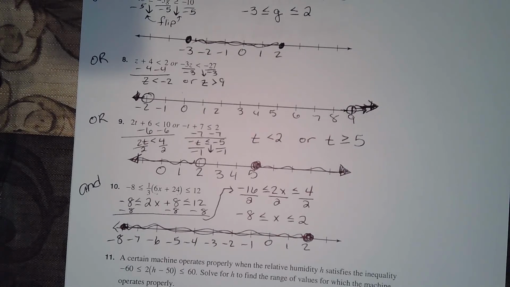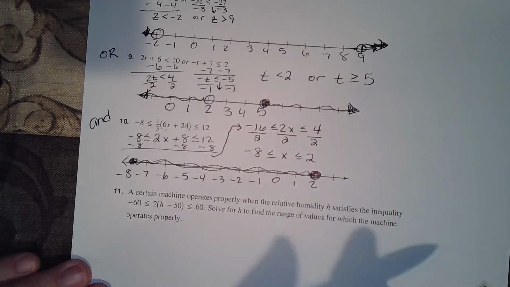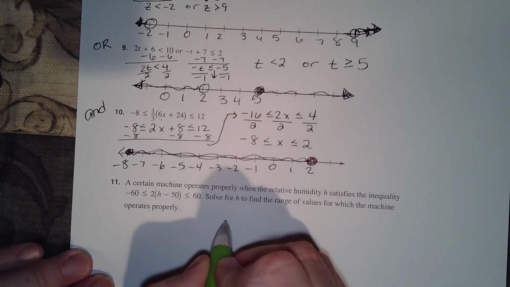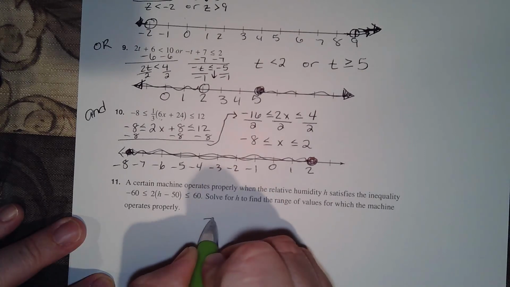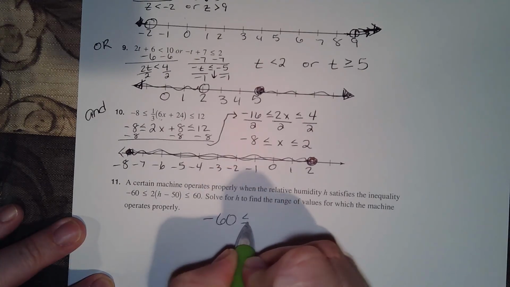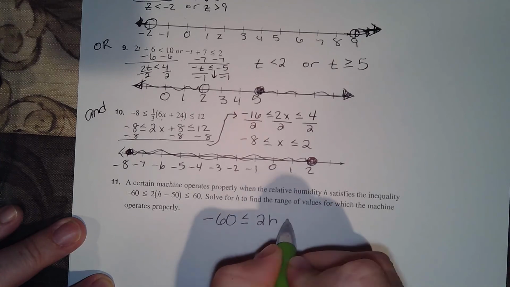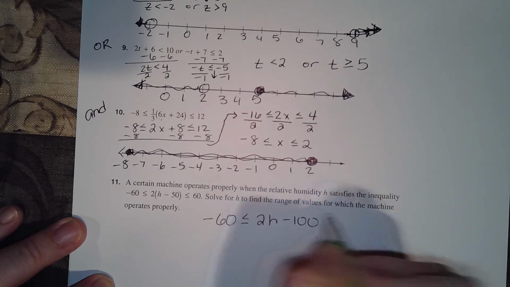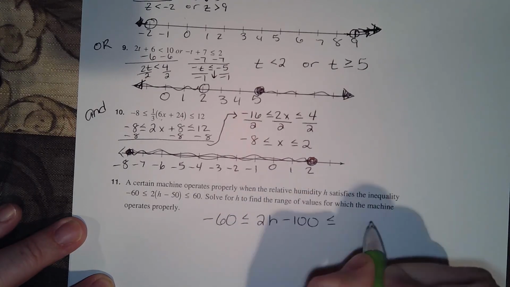This one says a certain machine operator operates properly when the relative humidity H satisfies the inequality. So we have to figure out when it balances. So basically all you're doing to find the range is solving. There is no graphing to this. So negative 60 is less than or equal to 2H minus 100, because I'm going to distribute that through, which is less than or equal to 60.